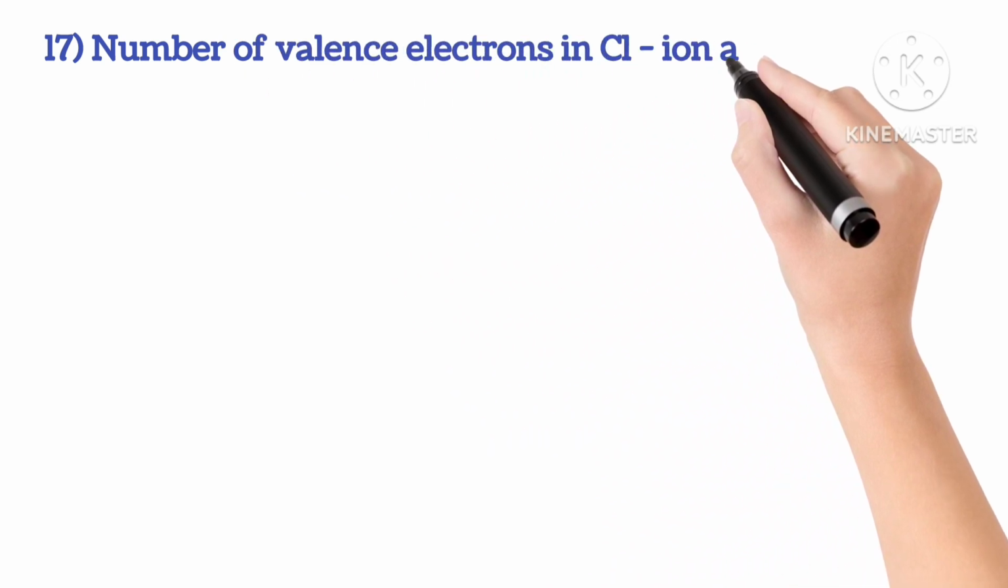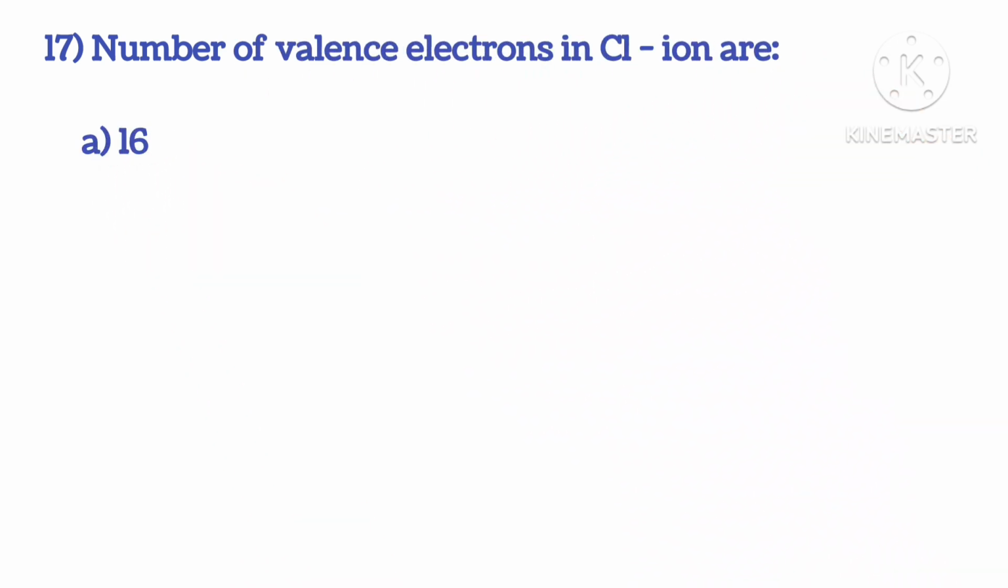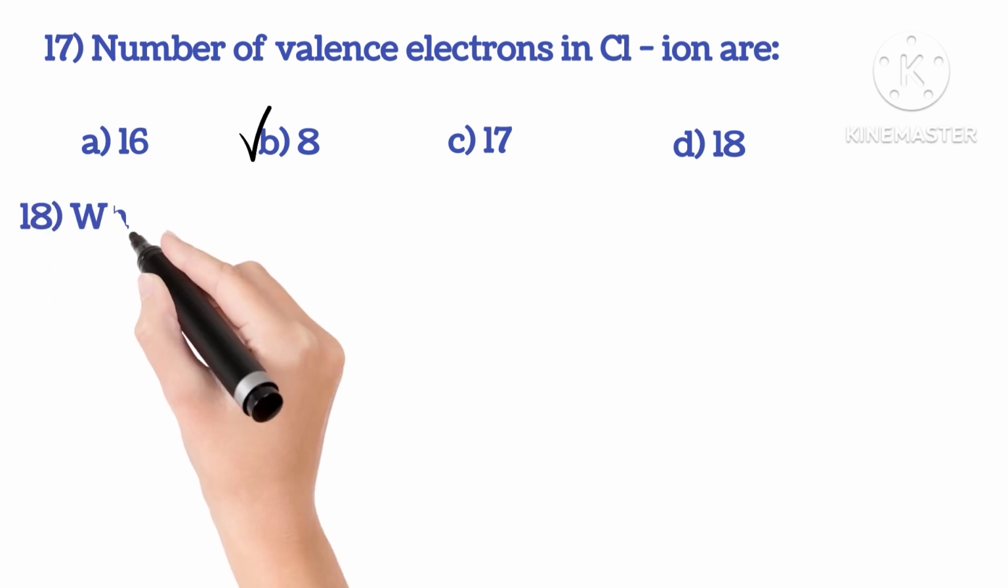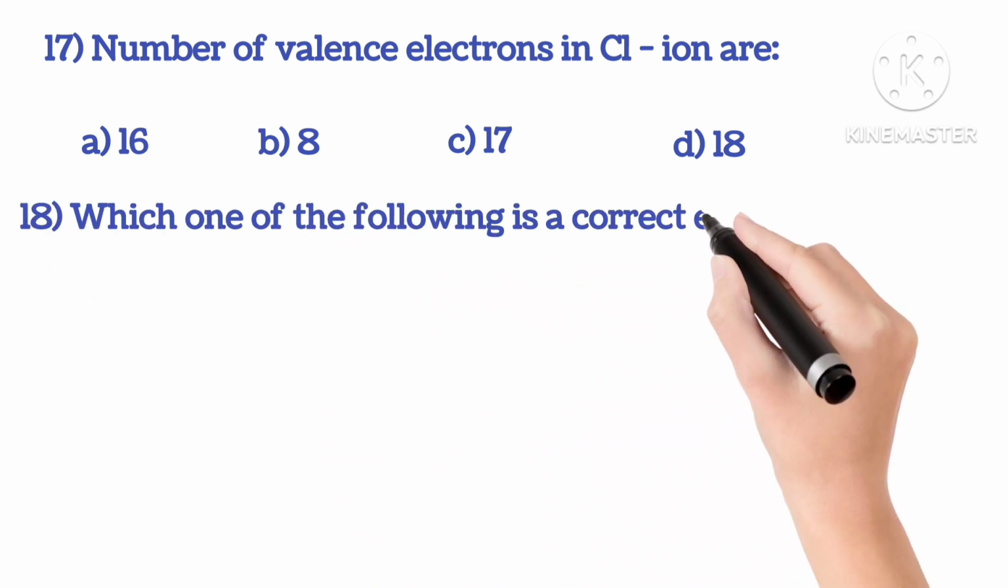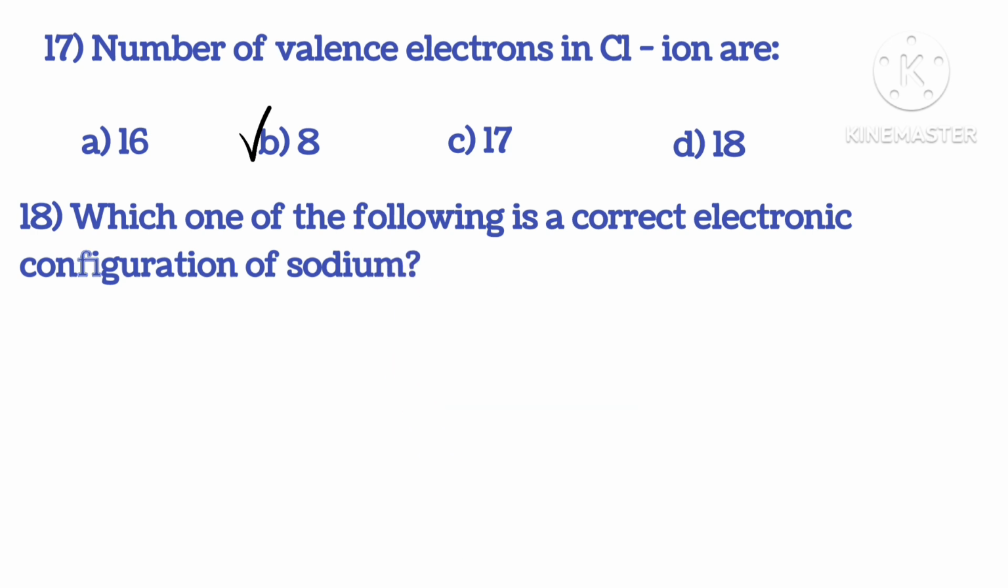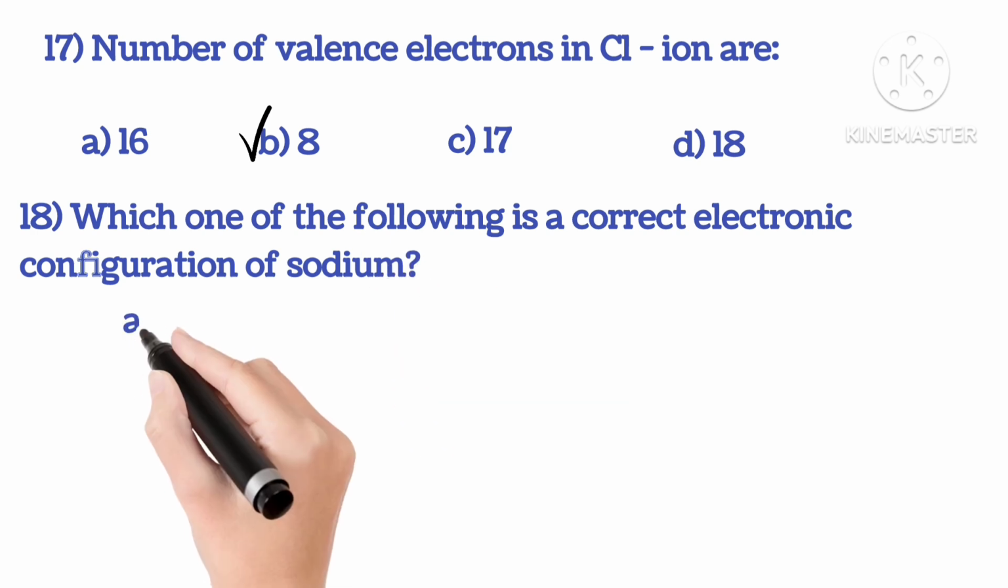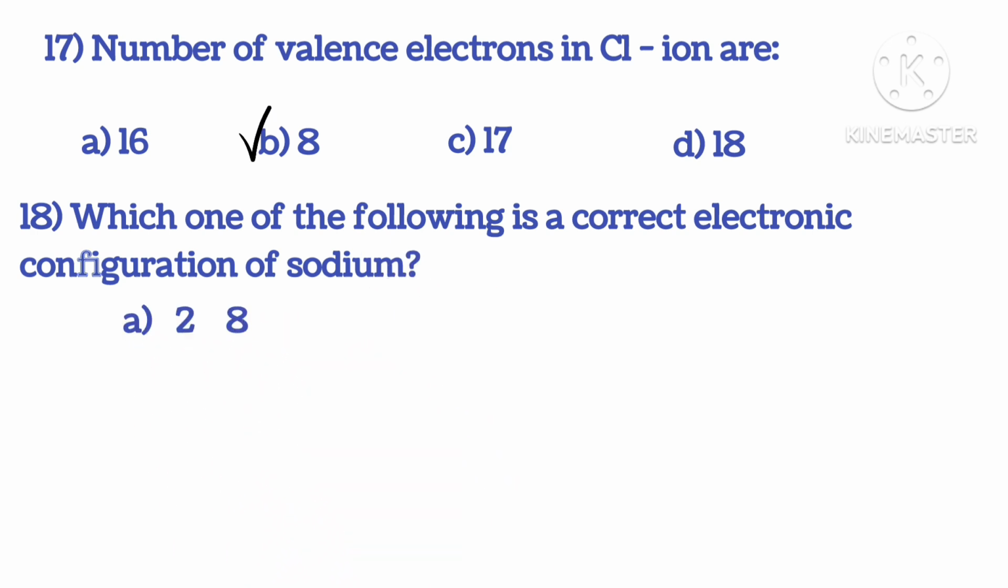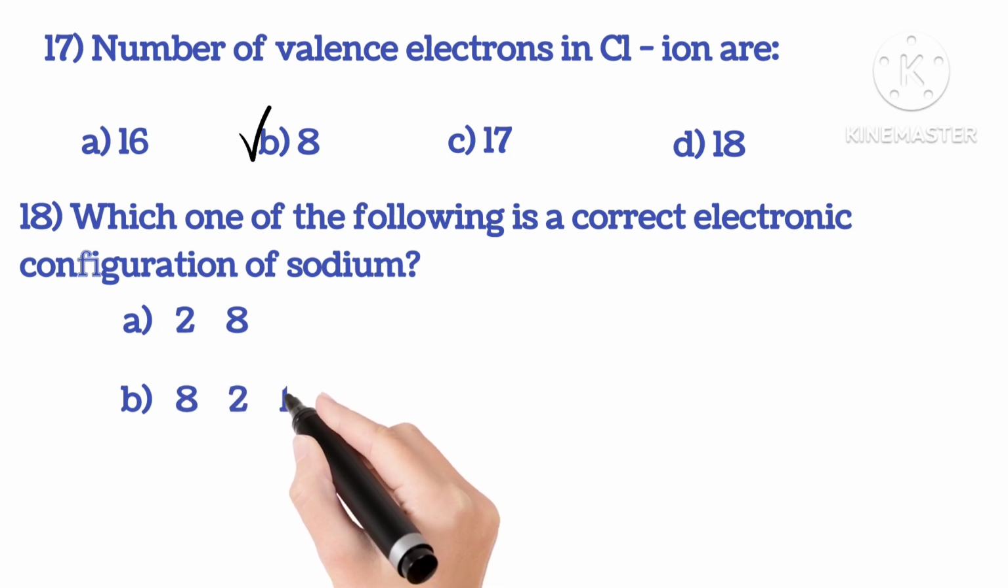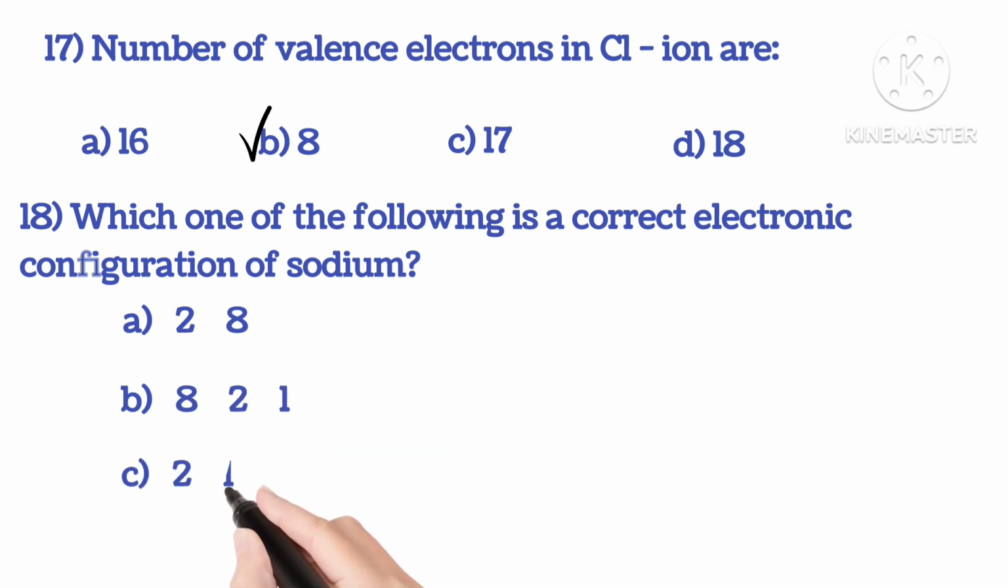The number of valence electrons in a chlorine ion are A, 16, B, 8, C, 17 or D, 18. The correct answer is B, 8. Which one of the following is a correct electronic configuration of sodium? A, 2 8, B, 8 2 1, C, 2 1 8 or D, 2 8 1. The correct answer is D, 2 8 1.